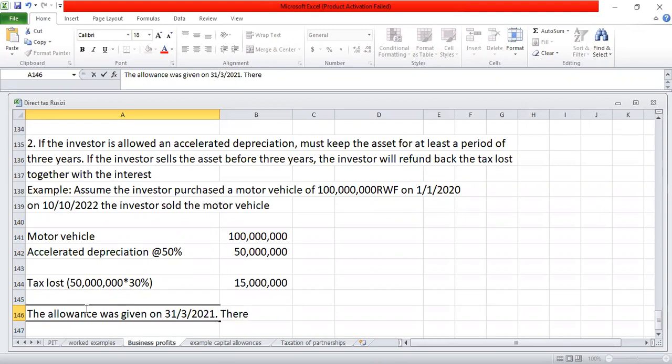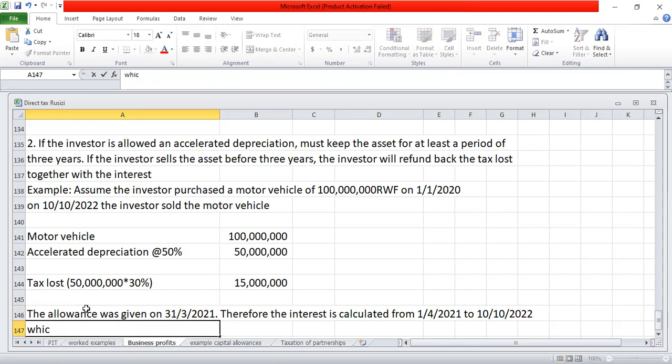So therefore, the interest is calculated from 1st April 2021 to 10th October 2022, which is 20 months. I think I've calculated well. You can also verify whether it is 20 months or 19 months.